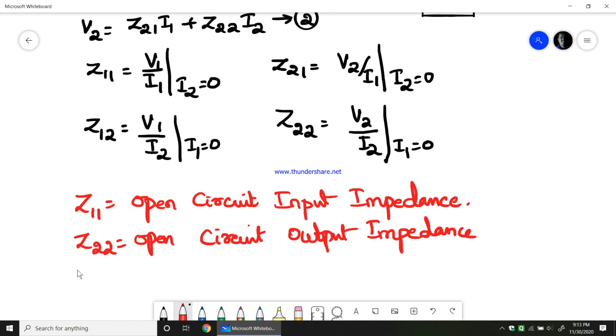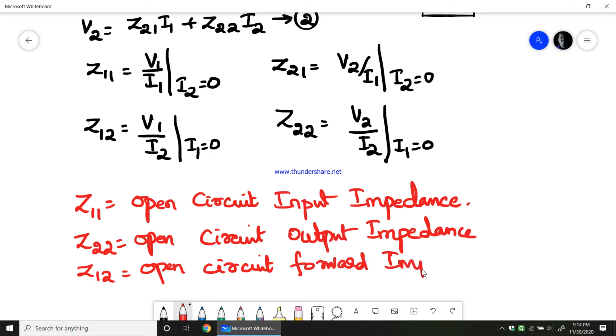Now coming to Z12, it is open circuit forward impedance. So why forward impedance? Because it is from port 1 to port 2. 1 2 is what? Port 1 to port 2. You are finding the voltage at port 1 and the current at port 2. Okay.